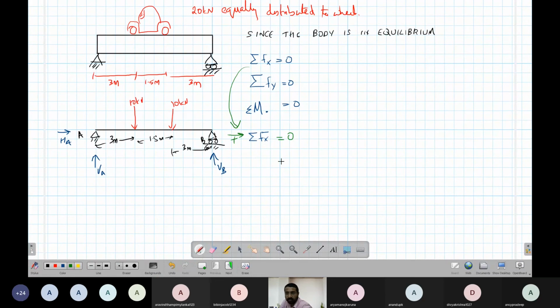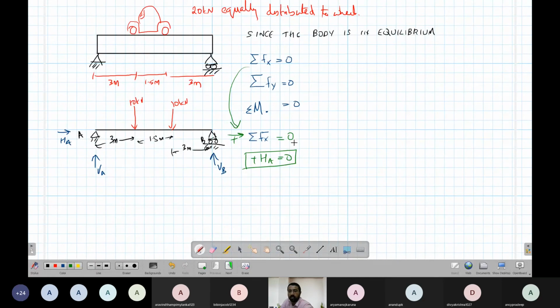There's a HA towards right. So HA is there, which is a positive force because it's towards right. No horizontal force here, no horizontal force here, no horizontal force here because it's a roller support. So that means HA equal to 0. Now, this HA value is 0, so we have no horizontal reaction force.